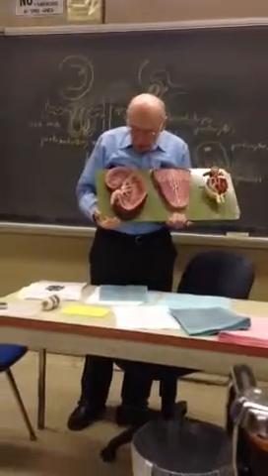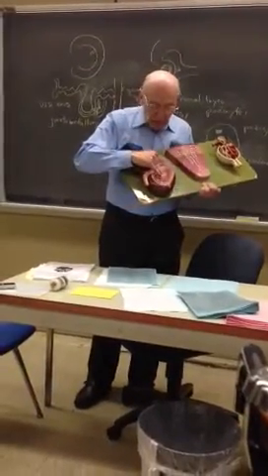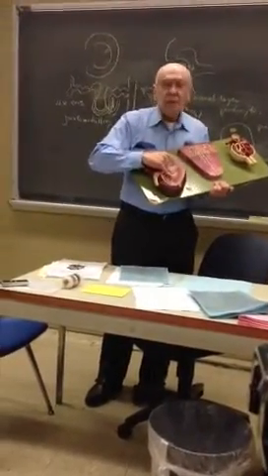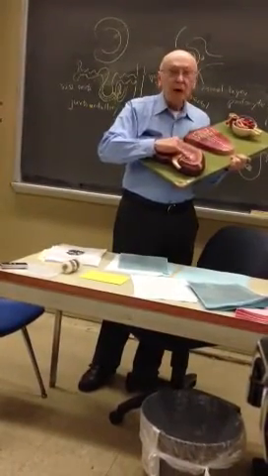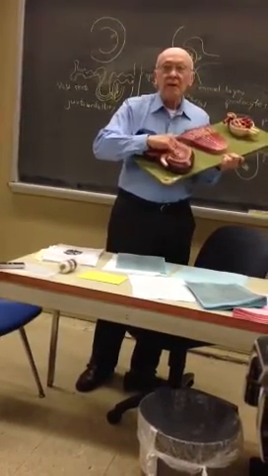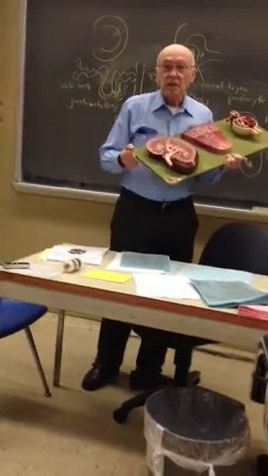The renal papilla is the tip, the lower tip of the pyramid, through which a droplet of urine will enter the minor calyx.